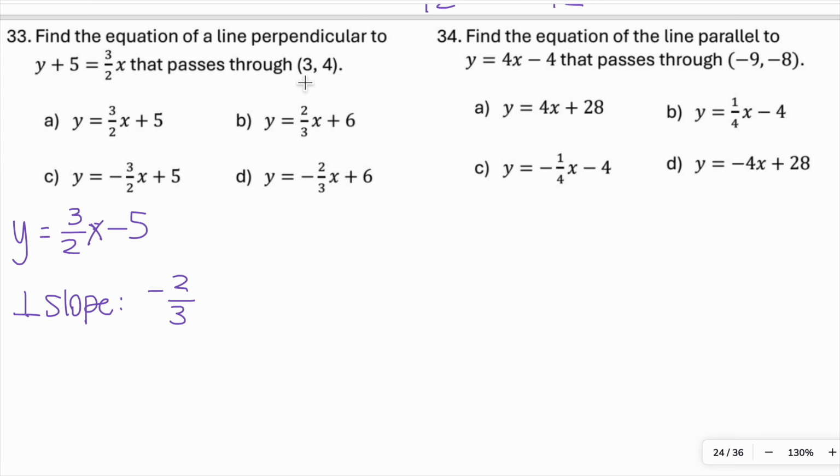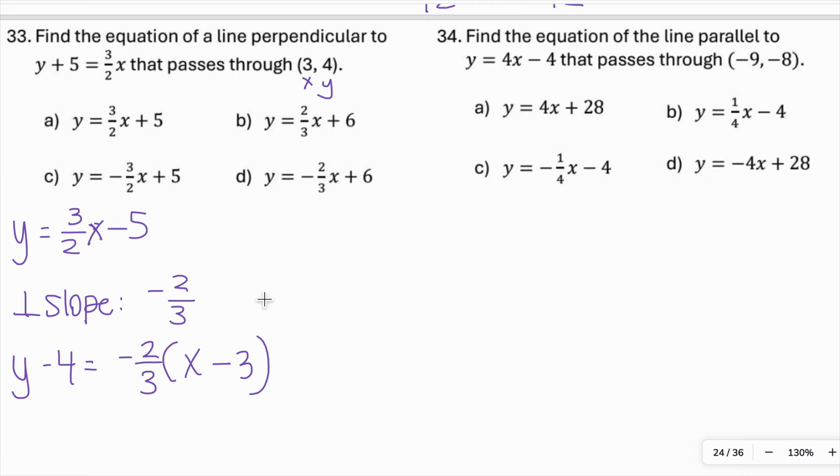So I'm going to use that negative 2/3, and my x, y is 3, 4. So y minus 4 is equal to negative 2/3, parentheses, x minus 3. And what I could go ahead and do is think about which one of these slopes probably won't help me with a perpendicular slope.